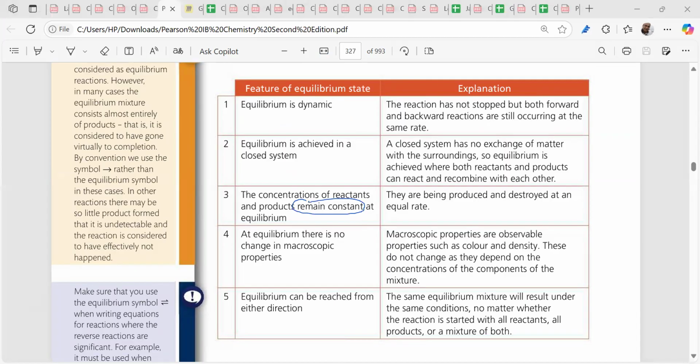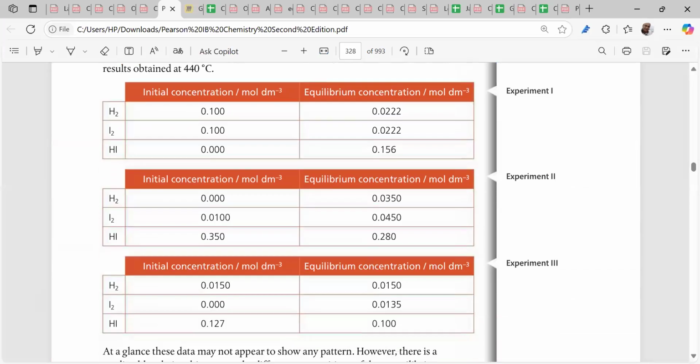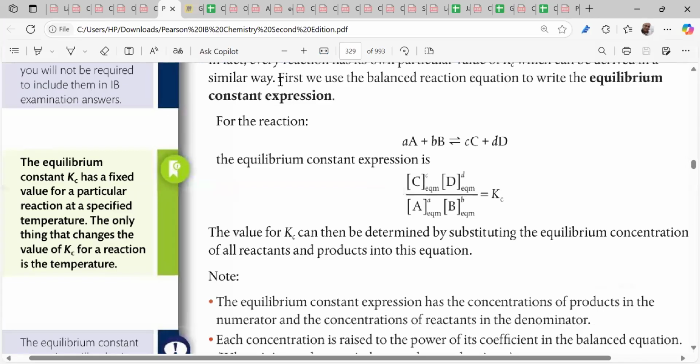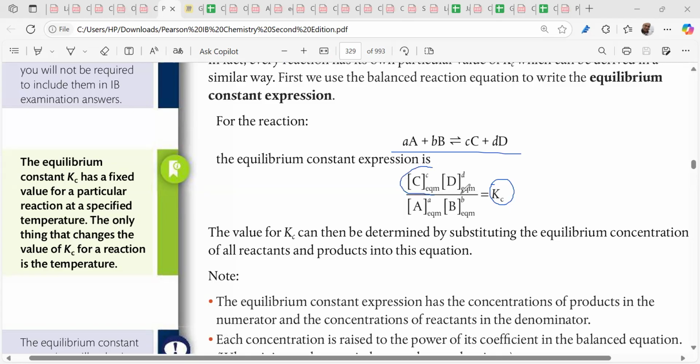When we talk about the equilibrium constant, this is very crucial. If a reaction we are taking is aA plus bB gives you cC plus dD, then in this reaction the equilibrium constant will be equal to the product of the product concentrations to the power of stoichiometry, divided by the product of the reactant concentrations to the power of stoichiometry.